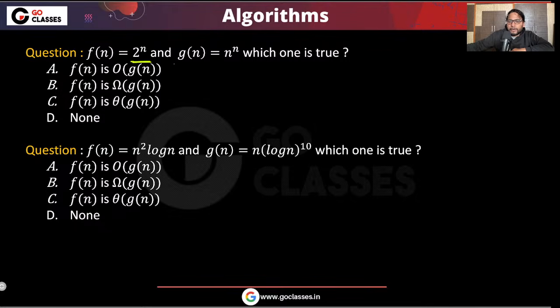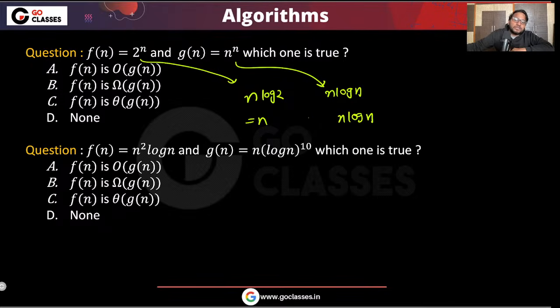Okay, this 2 power n and n power n. See here, after taking the log, 2 power n will be n log 2, but I'm just writing n. And n power n will be n log n. So which one is greater? Obviously this is greater. So after taking the log, you got to know that this is greater, which means before taking the log also it is greater. So that's why A is the answer.